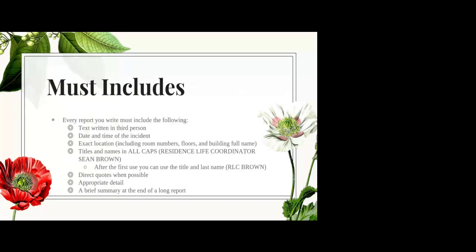Next is date and time, as well as location, including the room number, floor, building number, building full name. This just helps us to really track the basics of what, where and when in a situation, and then the who would be filled in by the title and names all in caps. The example I provide is Residence Life Coordinator Sean Brown. So anytime I write a report, that's how I would spell my name out the first time. After that, I'd be able to write it in a condensed version of RLC Brown for any second, third, fourth uses, and so on.